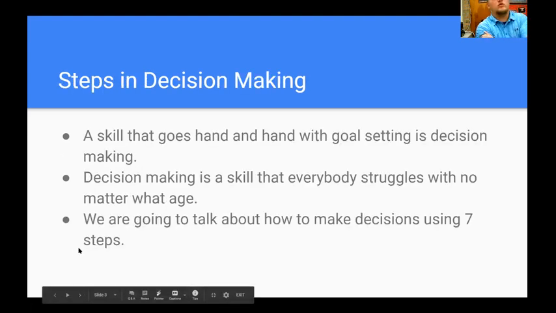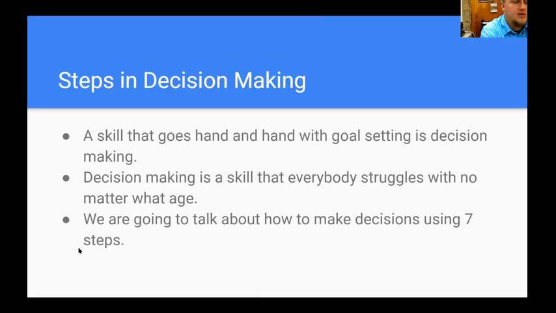All right, so now we're into steps in decision making. It's a skill that goes hand in hand with goal setting. Decision making is a skill that everybody struggles with no matter what age. I mean, I still struggle with making decisions on what I want to do, how I want to do things, what teams I want to make for PE class, for instance. Everybody struggles with it. So you've got to be able to build skills so you're able to improve and make decisions quickly and effectively.